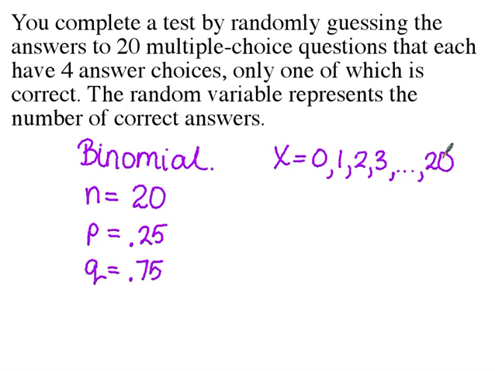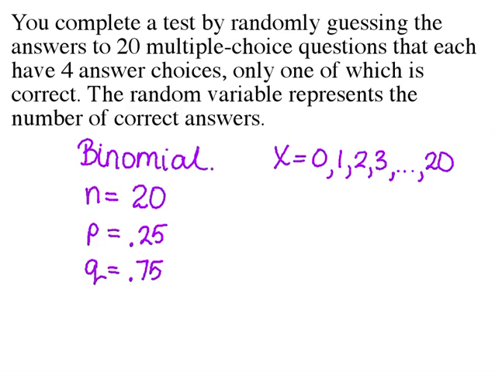So when you do this on your homework, you have to identify if it's binomial. If it's binomial, I need to know n, p, and q, and then I need to know the values of the random variable. So basically, in this case, it's the number of correct answers. Think you can handle that?